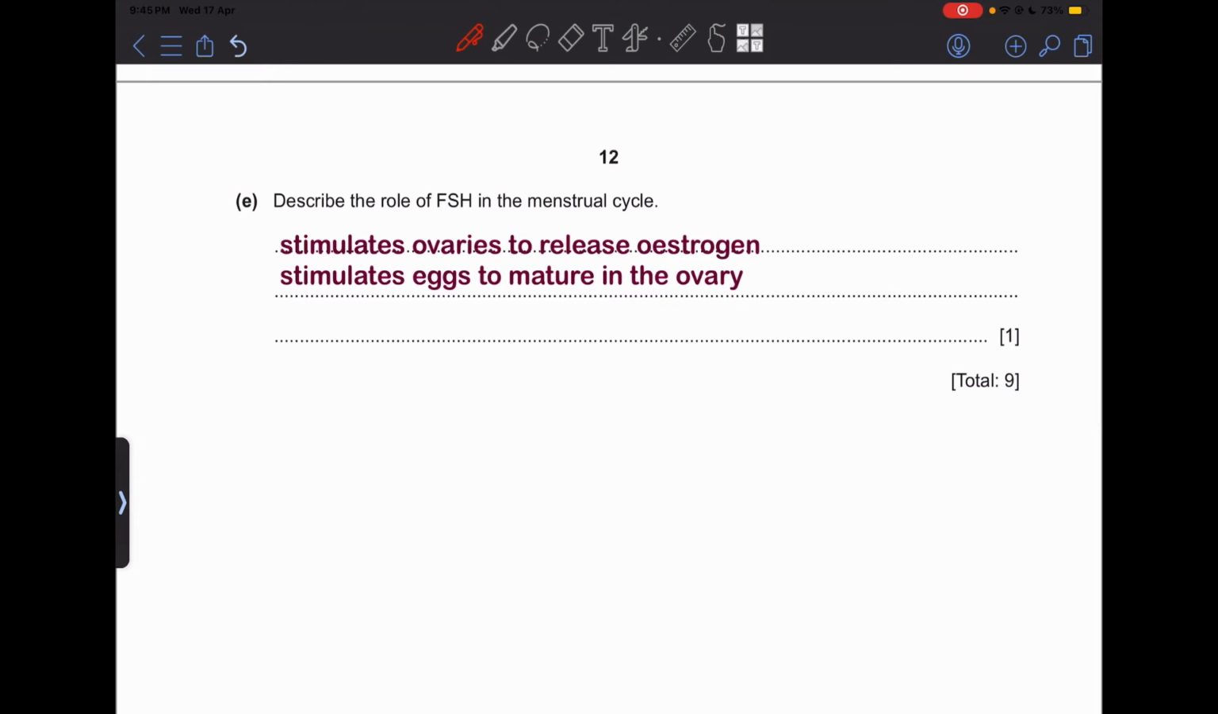E says, describe the role of FSH in the menstrual cycle. It stimulates the ovaries to release estrogen, and it also stimulates eggs to mature in the ovary.